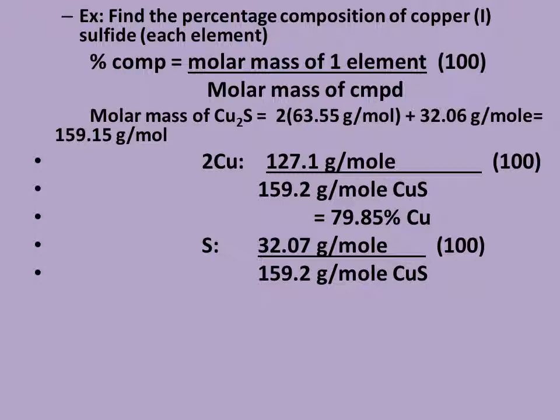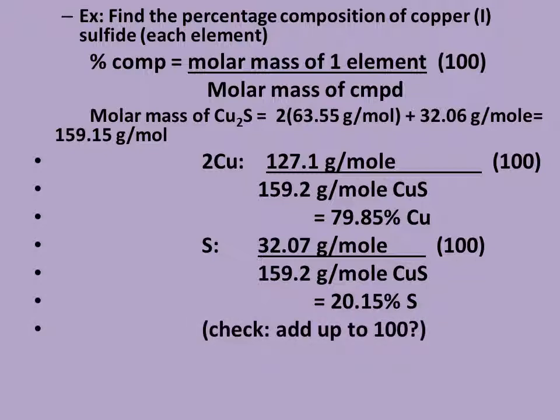To find sulfur, I'm going to do the same thing. The mass of sulfur from the periodic table is 32.07 grams per mole. And the total mass, again, of the compound was 159.2 grams per mole of copper sulfide. So taking those numbers, it's 20.15%. Now, most of the time, percent should add up to 100. So if you have 2 different elements here, they should check to be 100. That 79.85 and 20.15 add up to 100.